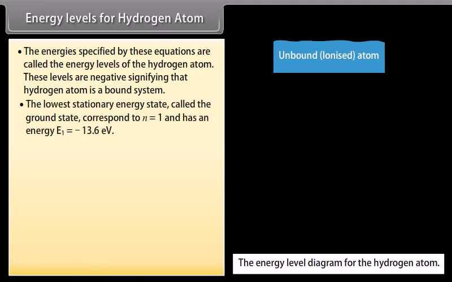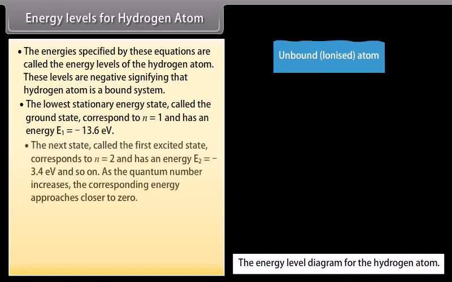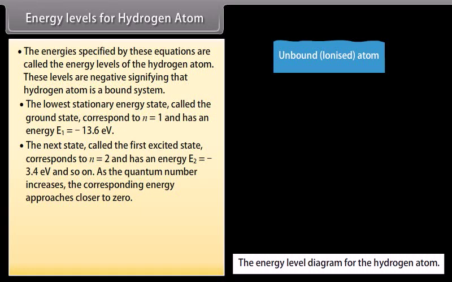The lowest stationary energy state, called the ground state, corresponds to n = 1 and has an energy E1 equals minus 13.6 electron volt. The next state, called the first excited state, corresponds to n = 2 and has an energy E2 equals minus 3.4 electron volt, and so on. As the quantum number increases, the corresponding energy approaches closer to zero.